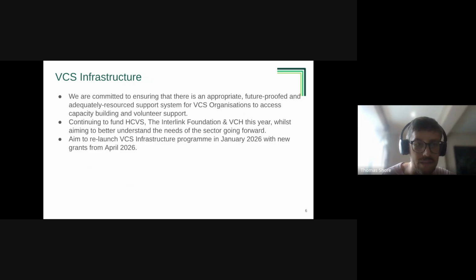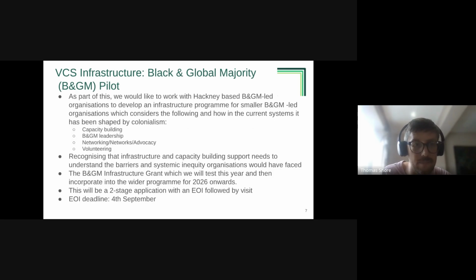We've also got the VCS Infrastructure Fund. This is to make sure we are committed to ensuring that there's an appropriate, future-proofed and adequately resourced support system for voluntary sector organisations. This is to help people access capacity building and volunteer support. This year, we're continuing to fund Hackney CVS, the Interlink Foundation and Volunteer Centre Hackney, whilst aiming to better understand the needs of the sector going forward. Our aim is to relaunch this infrastructure programme in January 2026, with new grants available from April 2026.